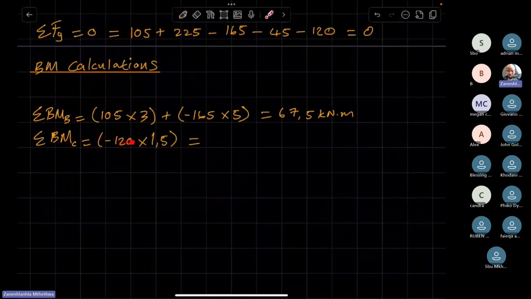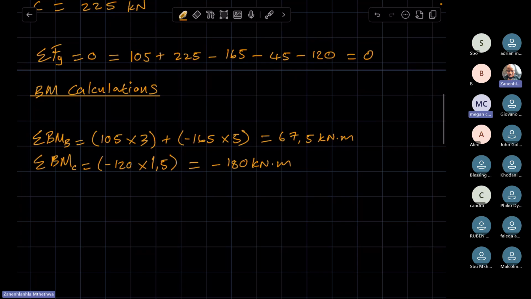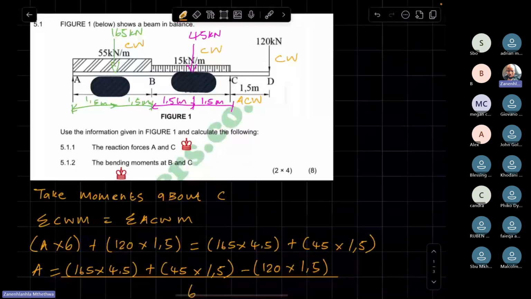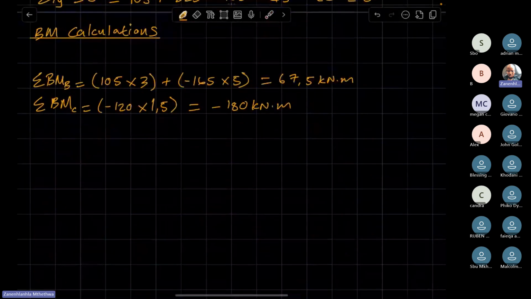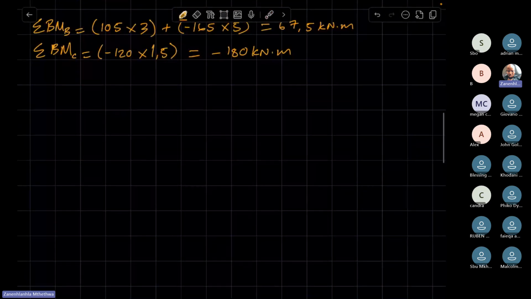Now we look at what we get here. What is negative 120 times 1.5? Negative 180 kilonewton meters. And then, of course, as discussed, at A and D it's equal to 0 anyway. Now, seeing that we have our bending moment calculations, let us now draw the shear force diagram and then draw the bending moment diagram.